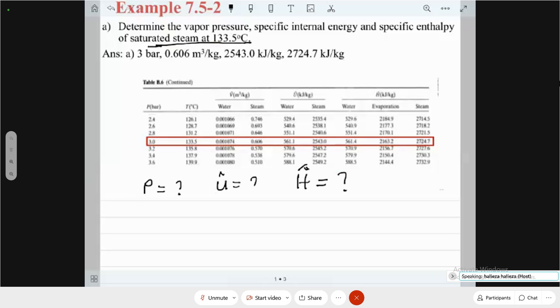So I have over here the saturated steam table. You need to find the temperature of 133, and it so happened that 133.5 is there.